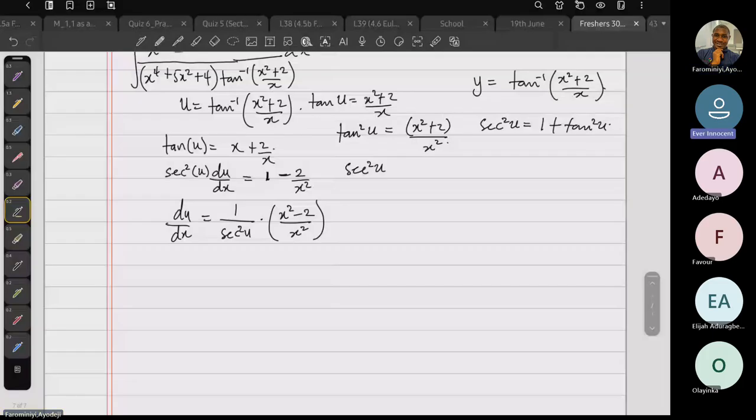Shouldn't tan squared u be the whole expression all squared? Yes, that's what I did. Exactly. This should be squared. Thank you for that. So tan u is (x squared plus 2) over x. So tan squared u is (x squared plus 2) squared over x squared. So the whole expression squared. So I just broke it down into numerator and denominator. Okay?